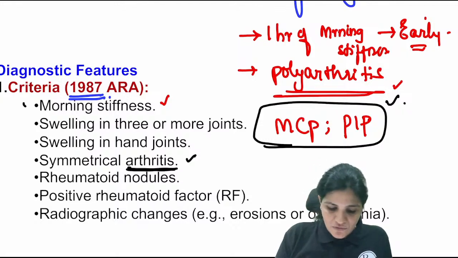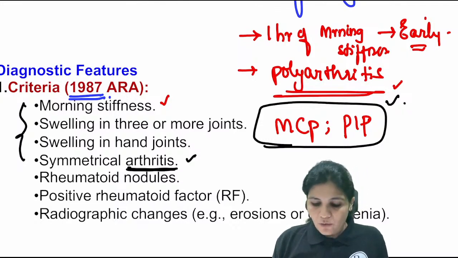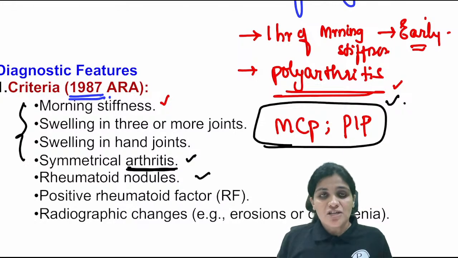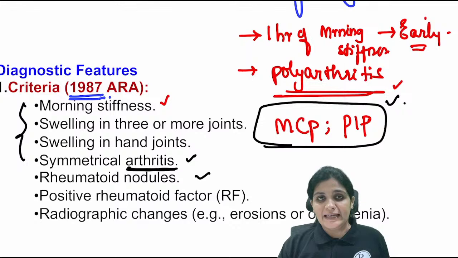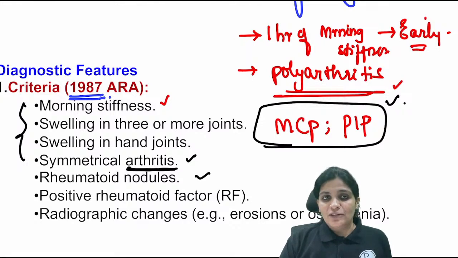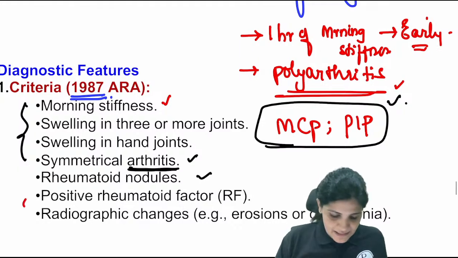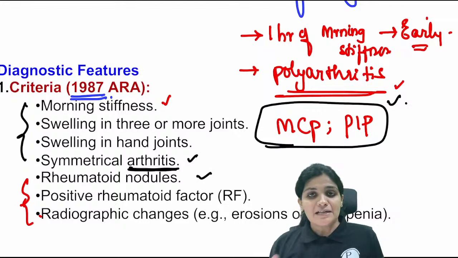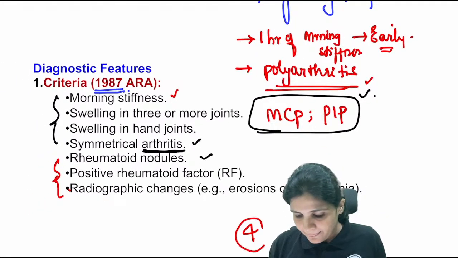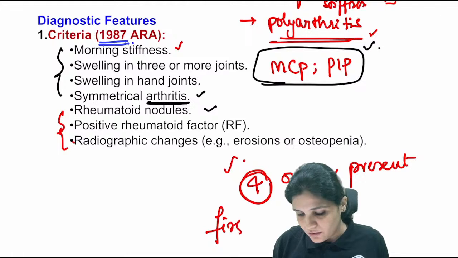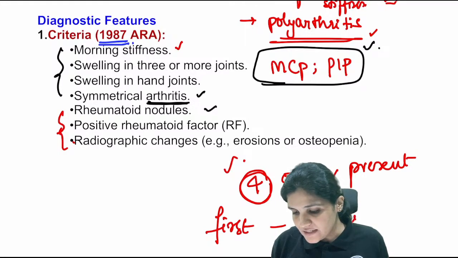And now, after these four conditions, you see the rheumatoid nodules. These are the nodules which are formed because of the deposition of the antibodies. Then there is the rheumatoid factor, RF, which is again an antibody that is produced, and then you see certain radiographic changes. So the first four are very important, and the next three are supportive diagnosis. So 4 out of 7 have to be present. And in that, the first 4 should be of 6 weeks duration.